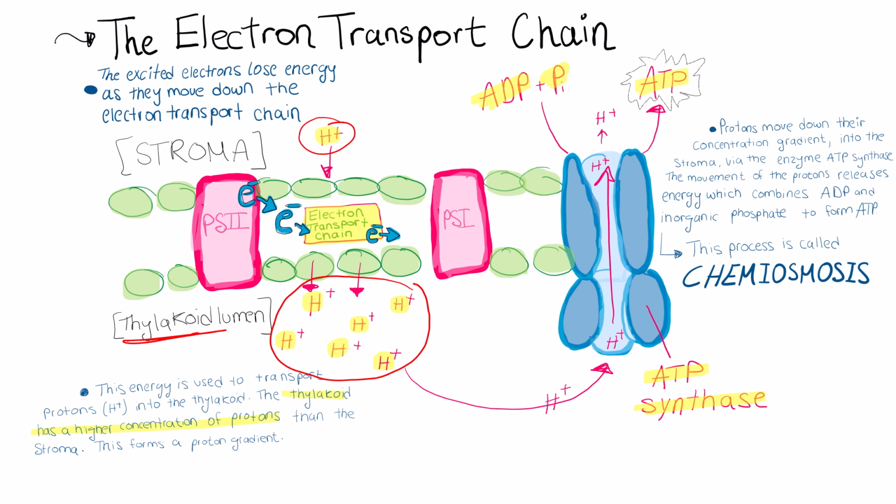These protons are going to go through the ATP synthase, which is going to make us ATP. ATP is going to be released in the stroma. So protons move down their concentration gradient into the stroma via the enzyme called ATP synthase. The movement of the protons releases energy, which combines ADP and the inorganic phosphate to form ATP. This process is called chemiosmosis.